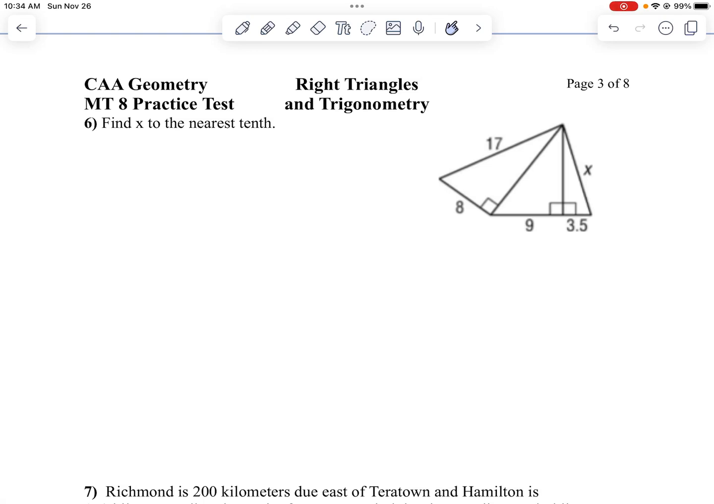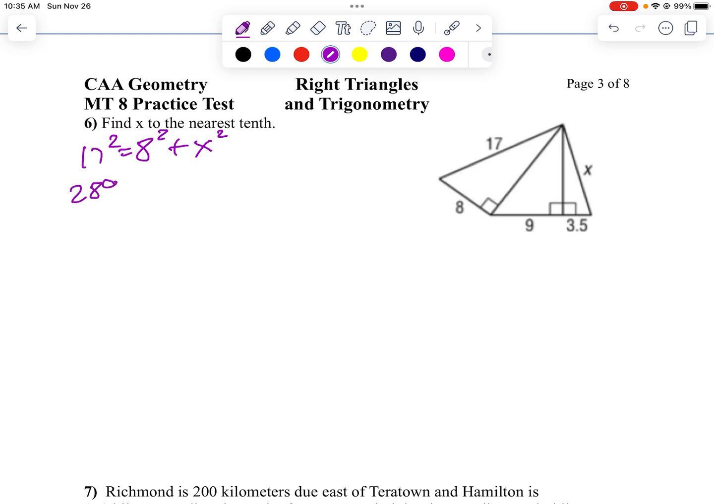On page 3 of your practice test, on question number 6, we're just going to have to use the Pythagorean theorem repeatedly here. Notice on the first triangle with two sides I'm given, I know my hypotenuse is 17. I know one leg is 8, so I'm going to say 17 squared equals 8 squared. I'll call that missing side x. So 17 squared is 289 equals 64 plus x squared.